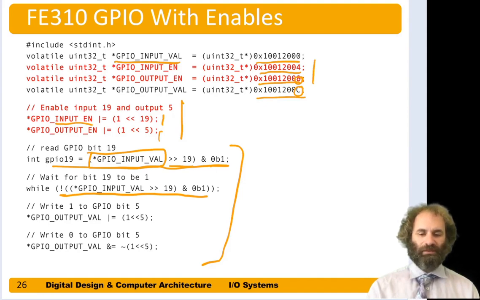If we want to write a 1 to GPIO bit 5, we OR that bit with a 1 in column 5. Here, that would also turn on the blue LED. If we AND with a 1 in every column except 5, then we turn off the LED.